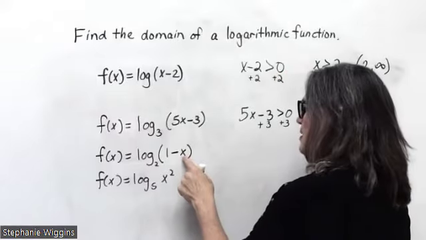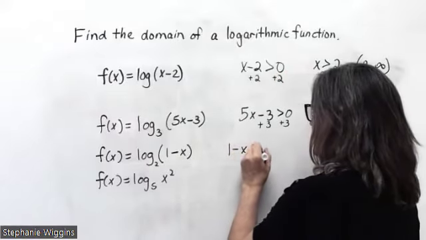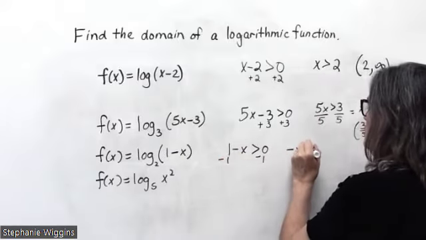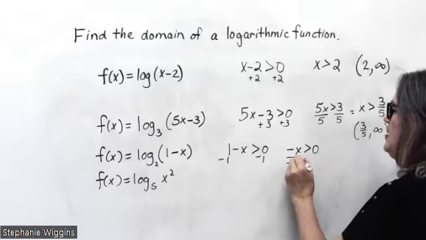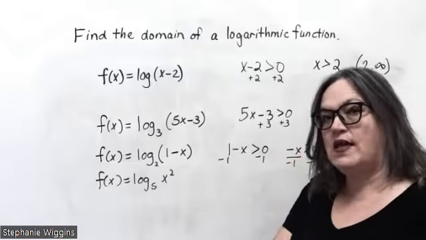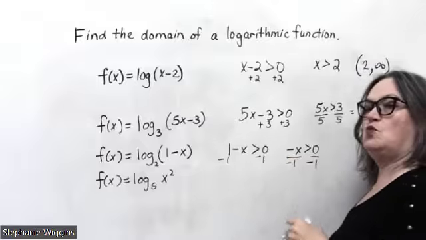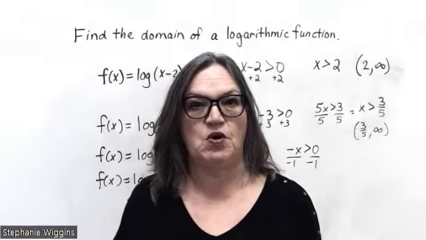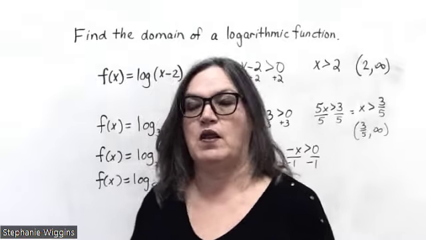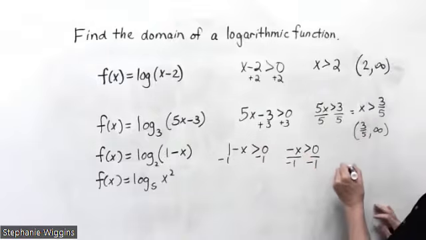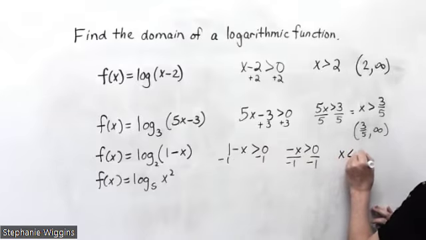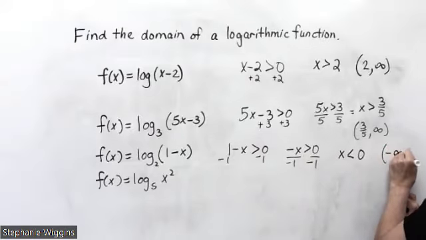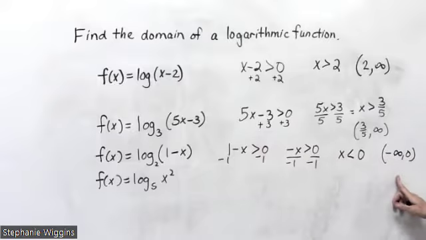Same thing. You just set what's inside greater than 0, and then you subtract 1 from both sides, and you get negative x is greater than 0, and then you divide both sides by -1. But in doing so, whenever you are solving an inequality, remember that if you divide or multiply by a negative number, you've got to flip the inequality. So this now is going to become less than. x is less than 0. And so it's from minus infinity to 0, like that.